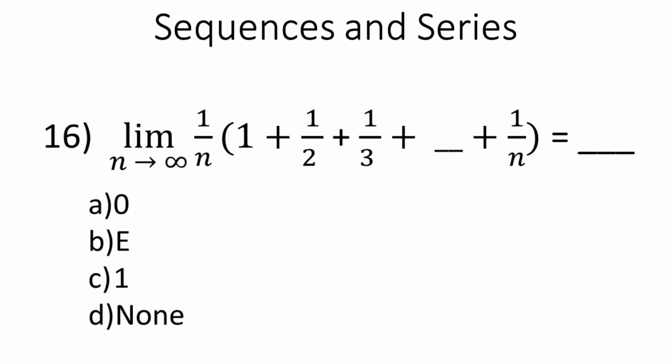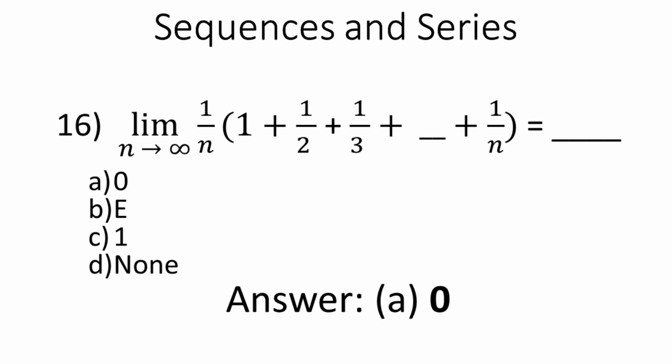Question number 16. Limit n tends to infinity of 1 by n times 1 plus 1 by 2 plus 1 by 3 plus etc. plus 1 by n equal to what? We know by Cauchy's first limit theorem, here an is 1 by n. The sequence an equal to 1 by n converges to 0, because Cauchy's first limit theorem says the limit of a1 plus a2 plus etc. plus an, divided by n, also converges to 0. So the answer is option A.